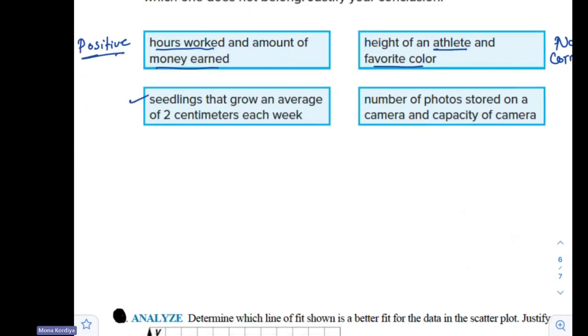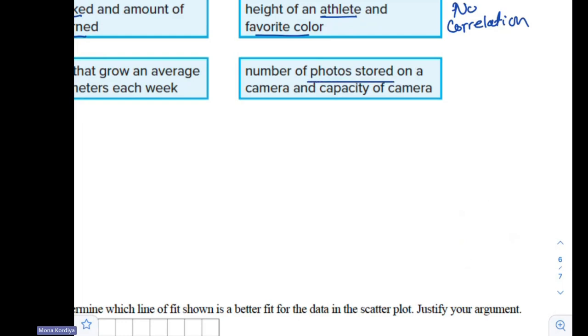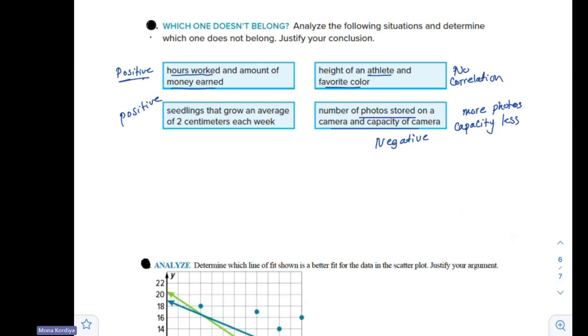Seedlings that grow an average of 2 centimeters each week. Of course, it is positive, it's growing. Number of photos stored on a camera and capacity of the camera. Of course, when you take more photos, the capacity or the memory of your phone or your camera will be less. More and less means negative correlation. So the one which is odd, or does not belong, will be the height and favorite color one, because this is the only one with no correlation. For the others, we can even fit a line if it's positive or negative, but for no correlation, no.